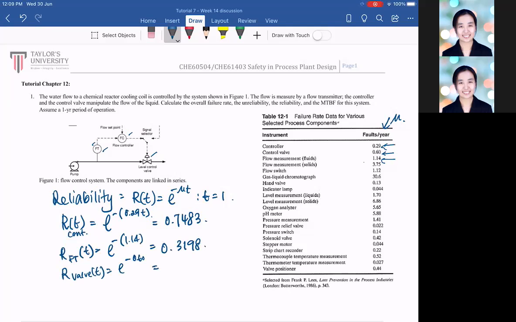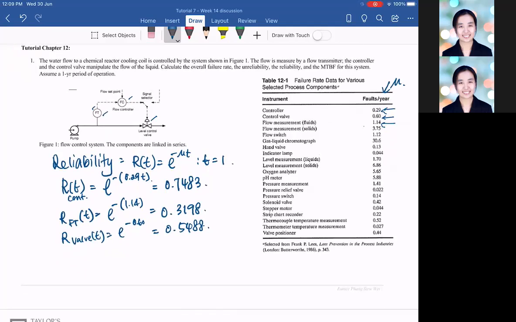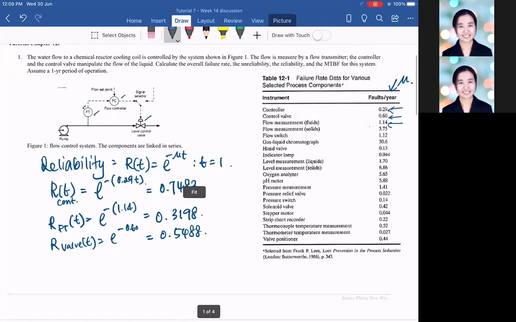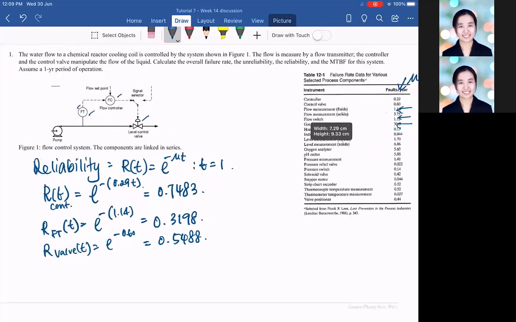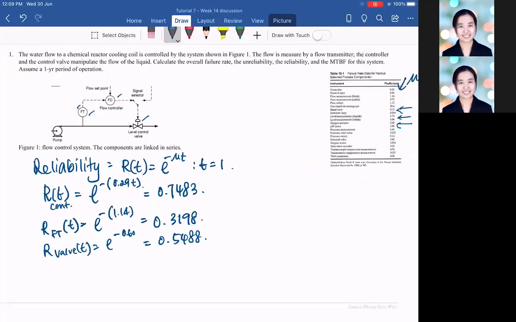0.60. So you get 0.5488. Okay, so now we want to know what is our overall reliability. Let me just make this small because we no longer need this one, so that I have more space to write. In that case, the overall R overall is given by the formula.